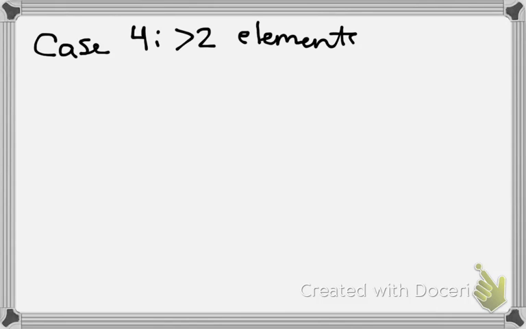Alright, and finally, case 4. Case 4 is going to be where you have more than 2 elements. So again, I'm only giving you binary compounds at all in this class to name. So whenever you see more than 2 things, that means that something is a polyatomic ion. So this is for when you are dealing with polyatomic ions. Remember that a polyatomic ion is a group of atoms that's going to act as a single ion. They all act together as one thing.